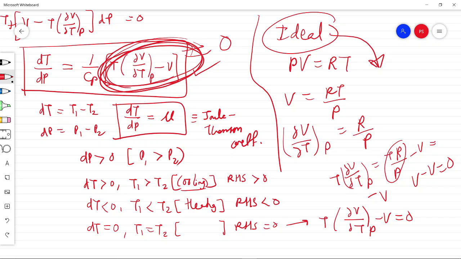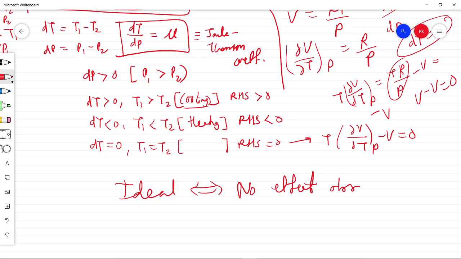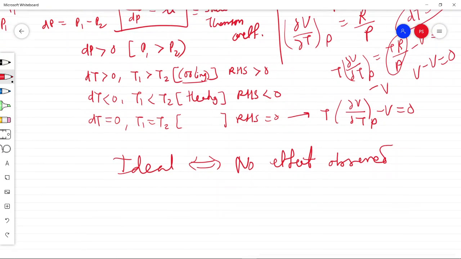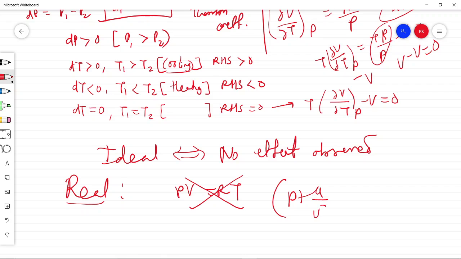So for any ideal gas at any given temperature, dT/dP is always going to be 0, or dT is also going to be 0. So if the gas is ideal, we see that no effect of cooling or heating is observed. There is no change in temperature. But if the gas is a real gas, that is, instead of PV equal to RT, the gas obeys the van der Waals equation, (P plus a/V²)(V minus b) equal to RT.